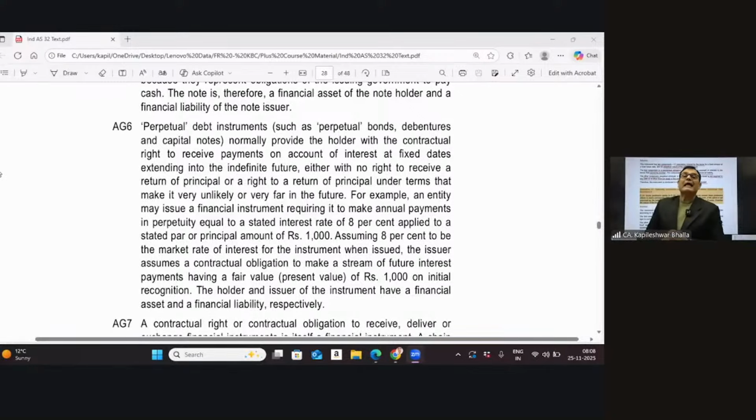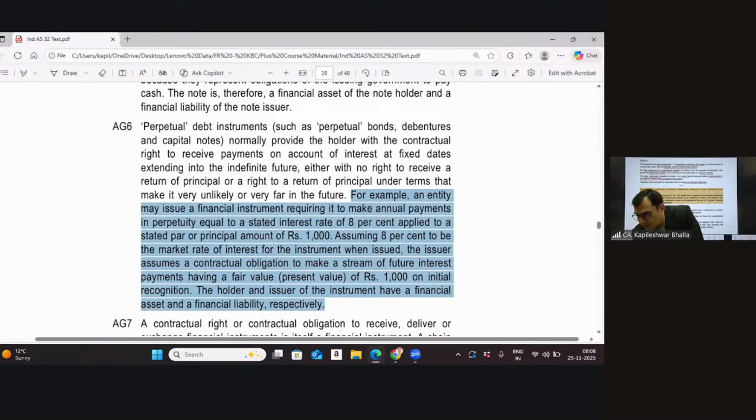The para number AG6. AG is called the application guidance. Now, what I want you to do is look at this particular highlighted portion. I'm just reading it to you. For example, an entity may issue a financial instrument requiring it to make annual payments in perpetuity equal to the stated rate of interest 8% applied to the stated par or the principal amount of 1,000. Exactly the same illustration.